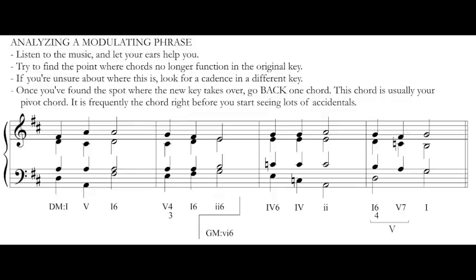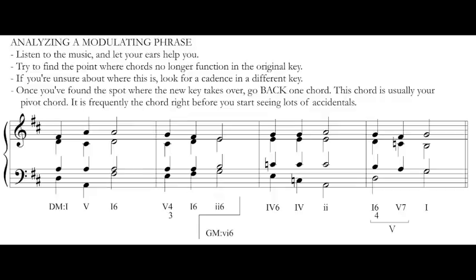We always listen and let our ears help us. They often point us towards a new key, a new tonality. We try to find that point where the chords no longer function in the original key. We try to find that point where we just can't make any sense of the Roman numerals anymore. And if we're unsure about it, that's fine. We can skip ahead and find that cadence in a new key and then work our way backwards. Sometimes this makes analysis so much easier. I can't emphasize enough how much easier it gets once you know where you're going to land.